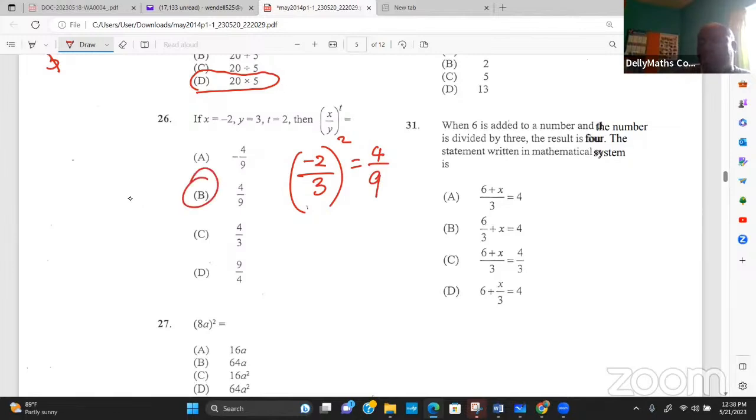Now, if you wanted to show some working, you could have had -2 over 3 times -2 over 3. -2 times -2, positive 4. 3 times 3, 9. Same thing, right? So it's up to you.